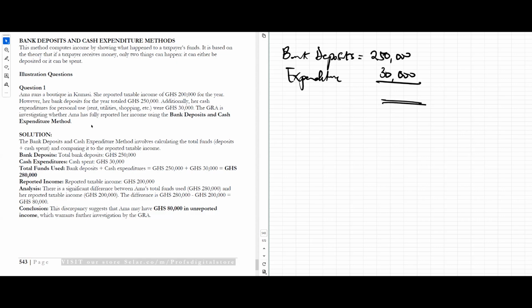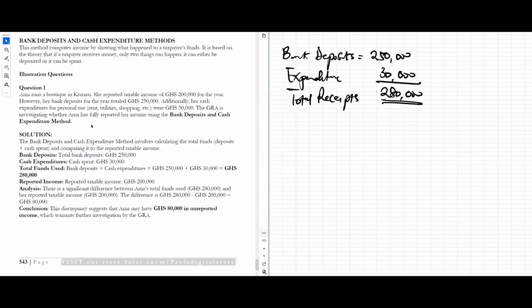If we look at it carefully, her bank deposit was how much? 250,000. Okay, good. We put that down. And then what's the total expenditure? 30,000. Okay. That means that all things being equal, the total amount she would have received, because you must receive money to be able to deposit some and to be able to spend some. True or false? True. So that means your total receipt should have been 280,000.